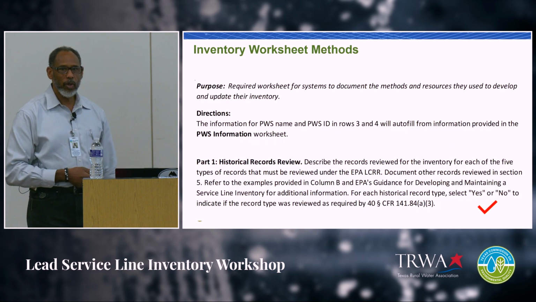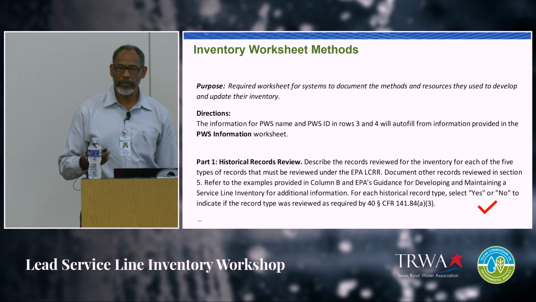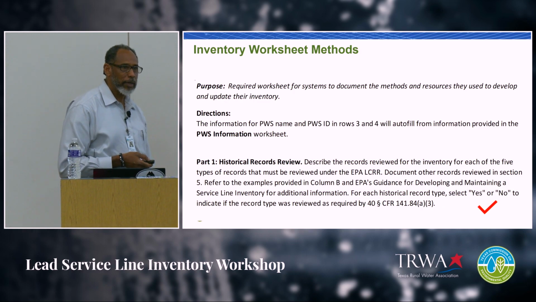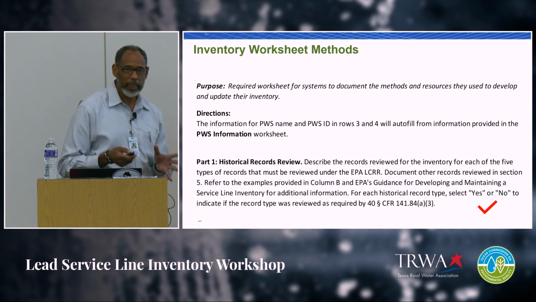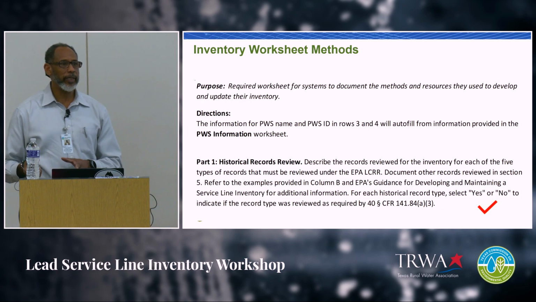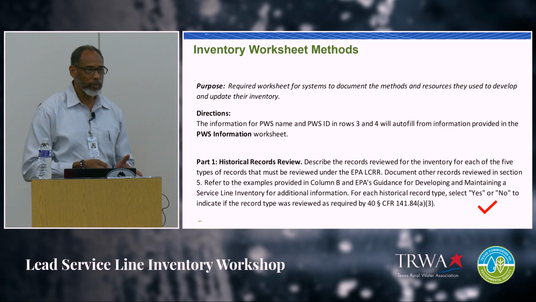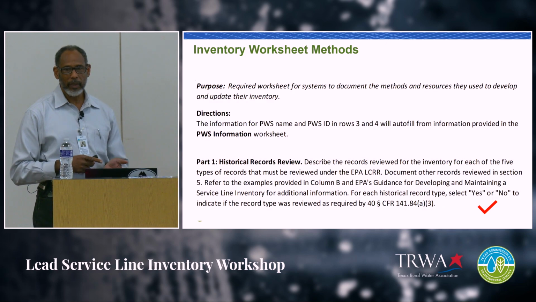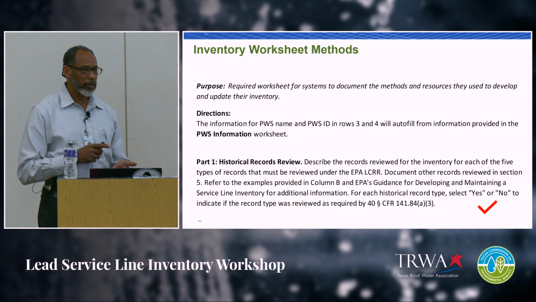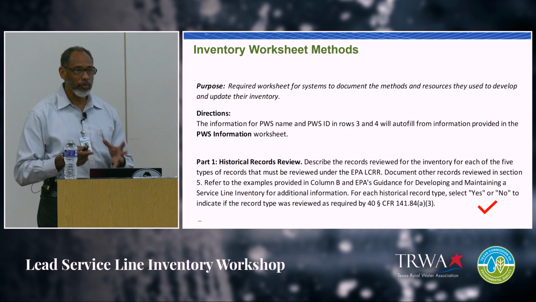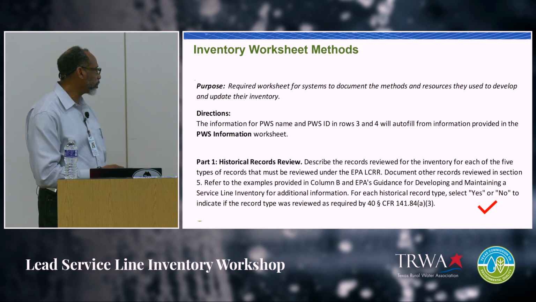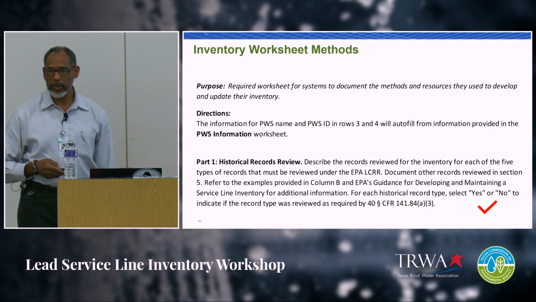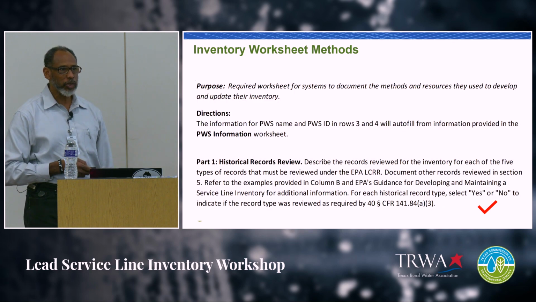So again, part one is a historical records review. Jason's going to be coming up talking more about those types of records, but you have a lot of records in your water system already that can help you do the inventory portion. You've got your distribution system map, tap records, construction records. Those are all records that you can use for that reason. But a records review is what you're being asked to do for the initial inventory.